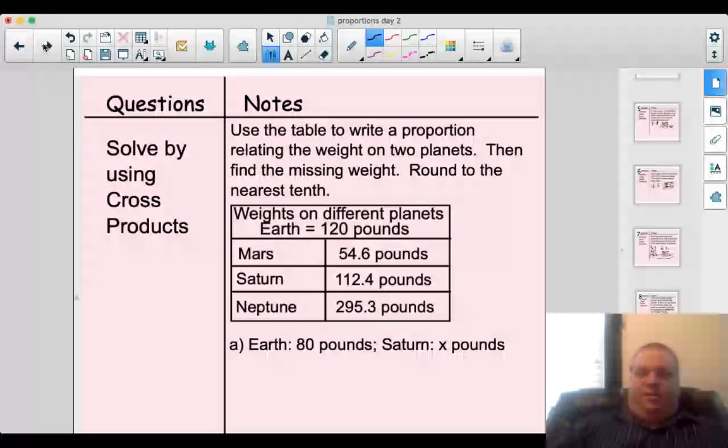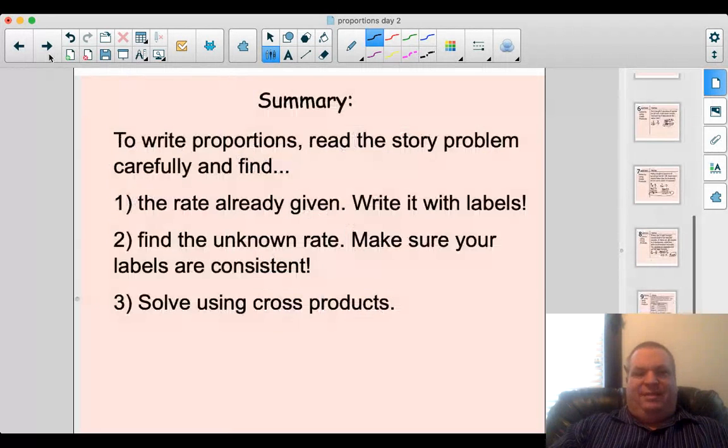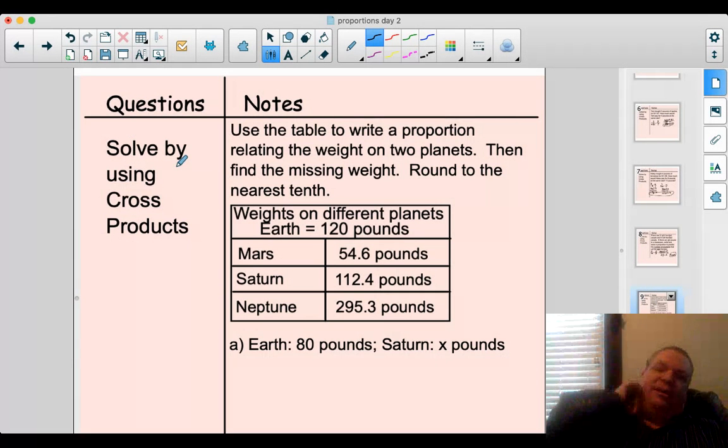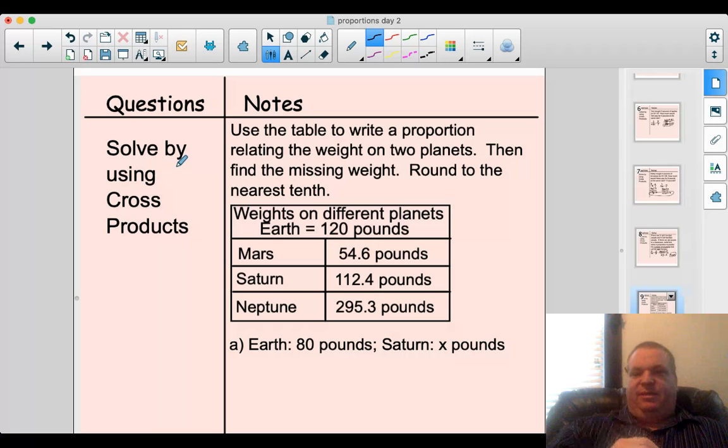All right. There are some in your homework like this. I just wanted to look at least one example that looks like this with a table to make sure you know what to do. So here we have a table relating the weights of how much something weighs on different planets. So if something weighs 120 pounds on Earth, because of the different gravities, it's going to weigh 54.6 pounds on Mars, this on Saturn, and this on Neptune. So what we're given here is a weight that it has on one planet, and we have to find the weight that it would weigh on the other planet.